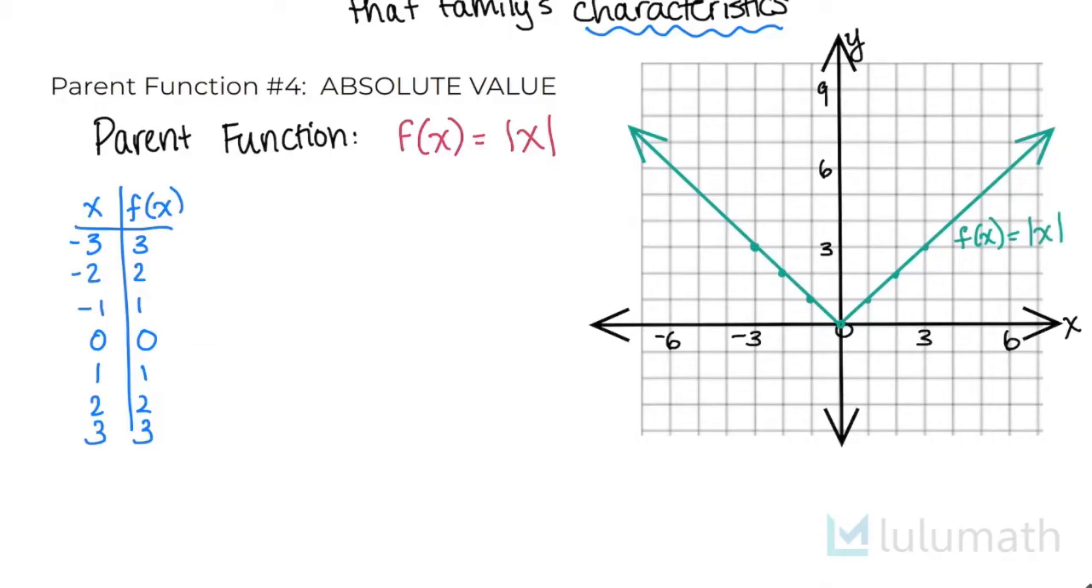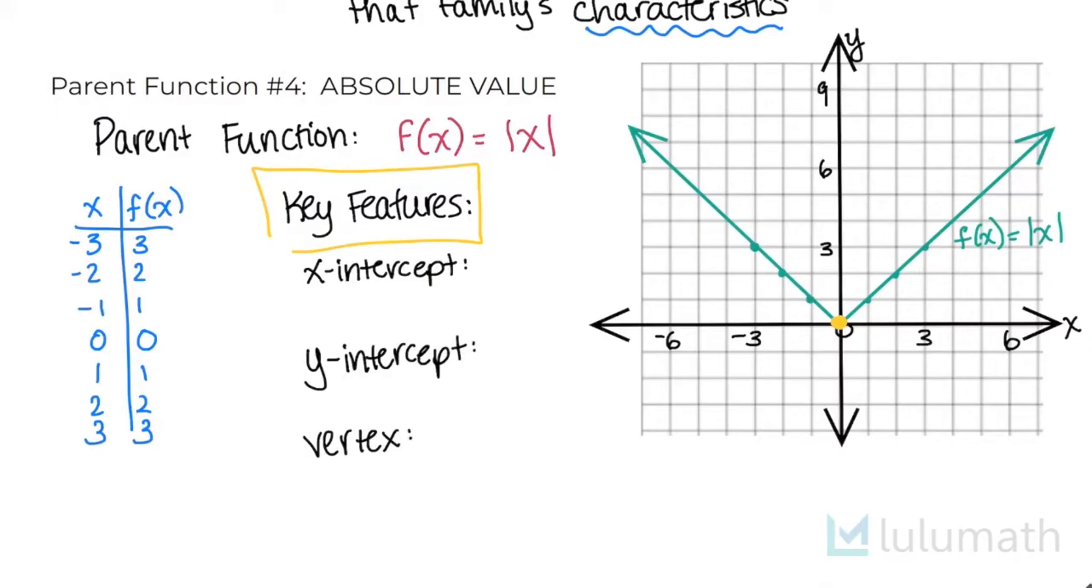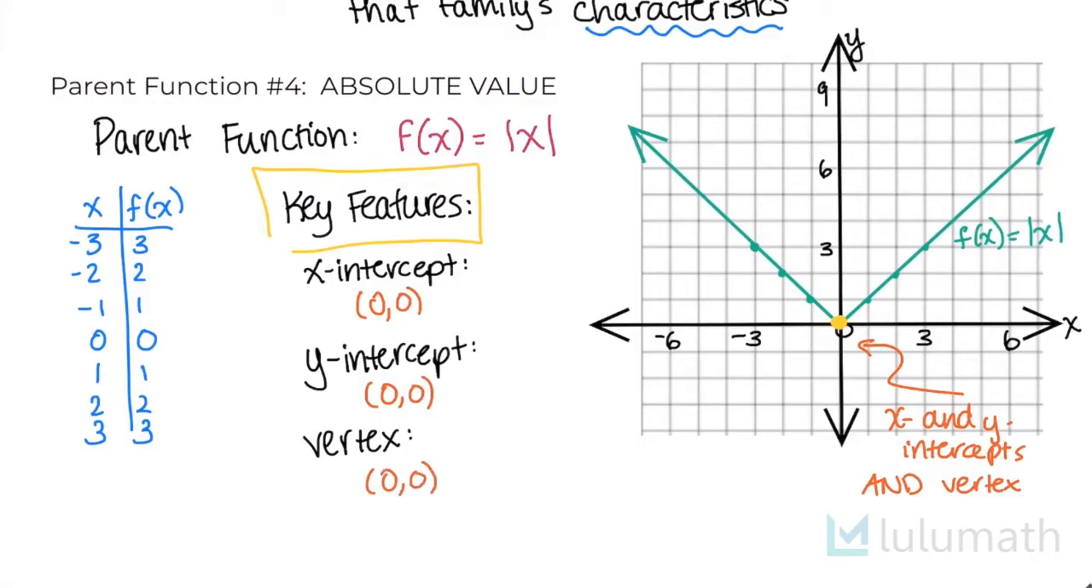Now let's talk about the key features. So looking at our graph, we can see that our x-intercept is at (0, 0), our y-intercept is at (0, 0), and our vertex is also at (0, 0). Now these will change once we start to have transformations done to our graphs.